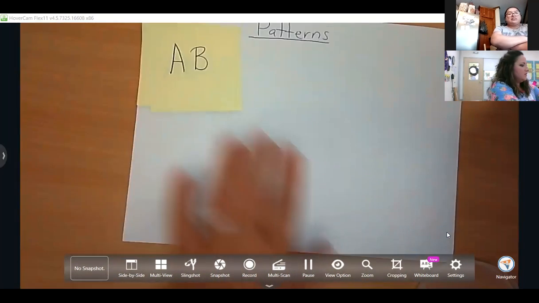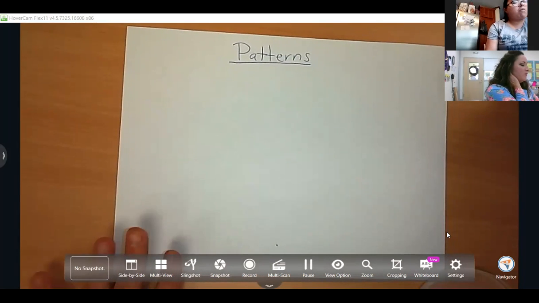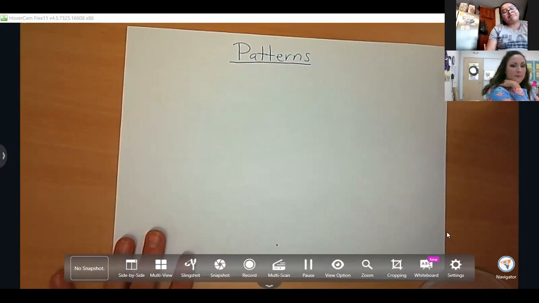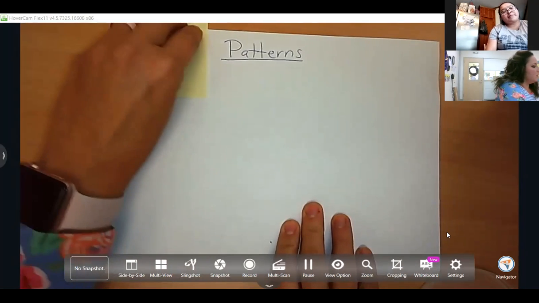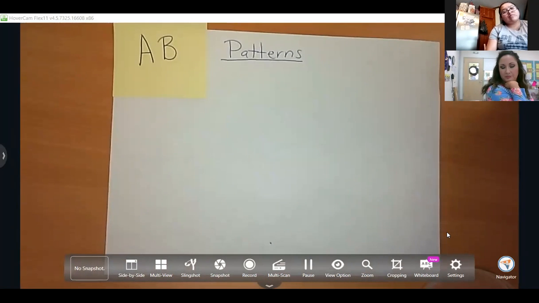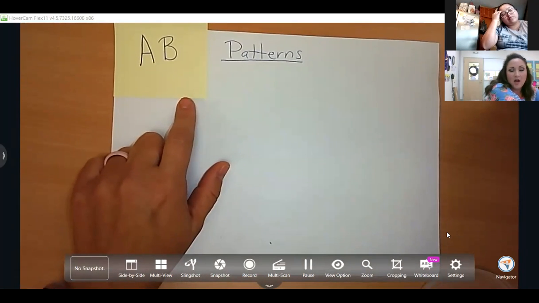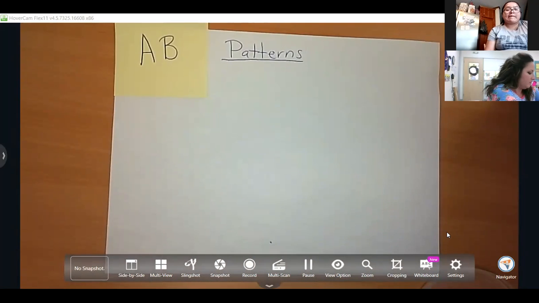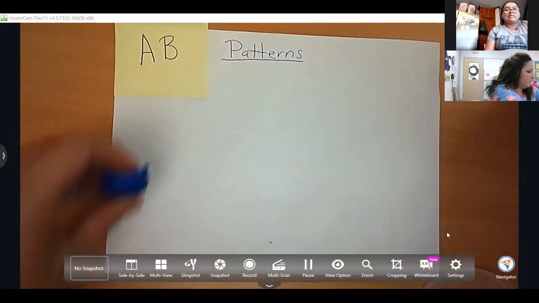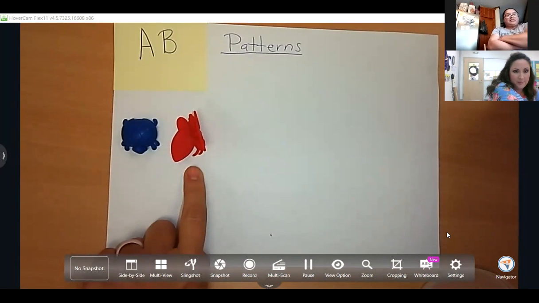And we're going to move on to patterns. In 4K and 5K, they do basic repeating patterns. Right, so they're going to be asked in kindergarten especially to repeat the pattern. So we have the start of an A-B pattern.